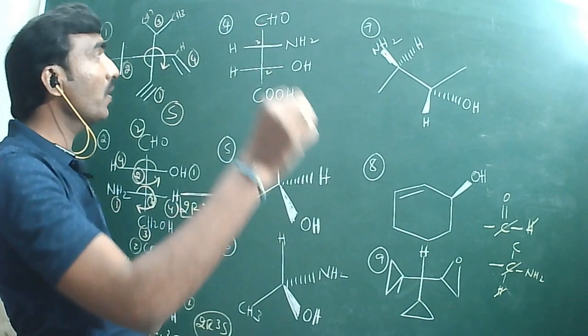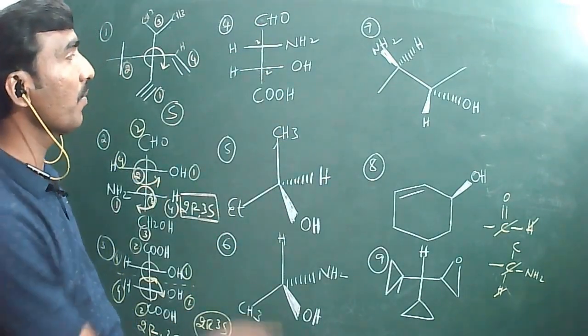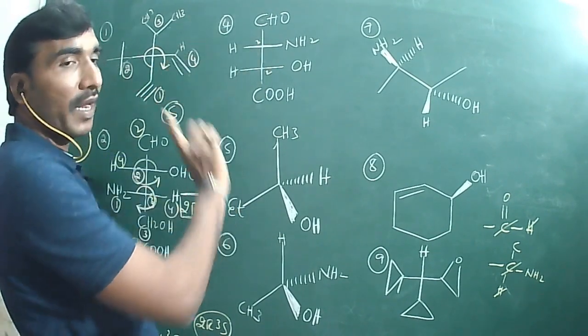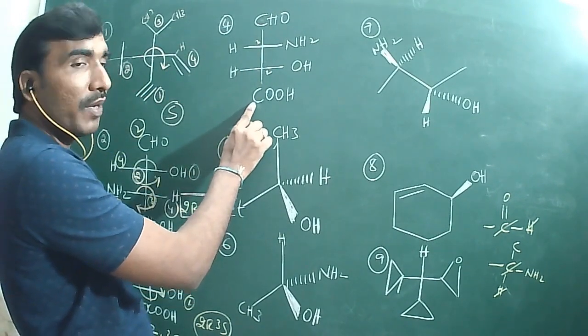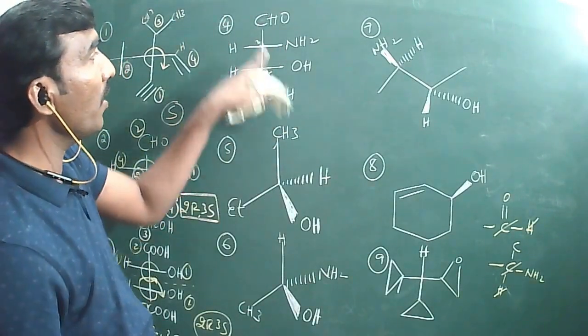What do you think? This is a second carbon, this is a third carbon. But according to IUPAC name, carboxylic acid will get more priority than aldehyde. So the IUPAC numbering should be started from this carbon to this carbon. So this is second chiral and this is third chiral.